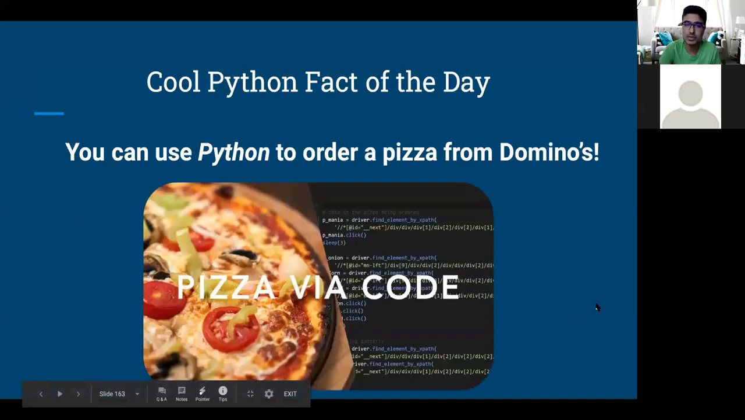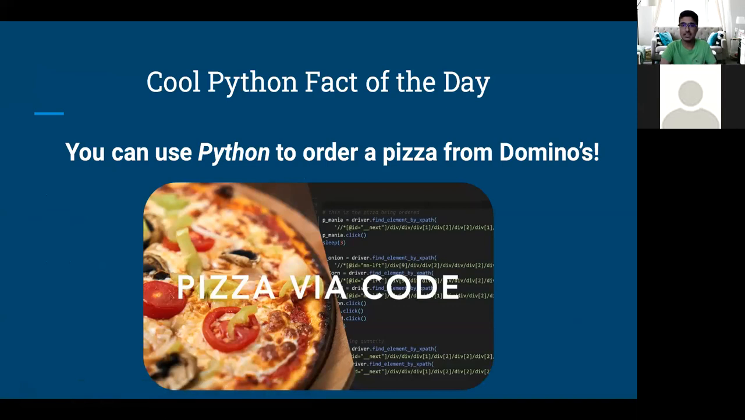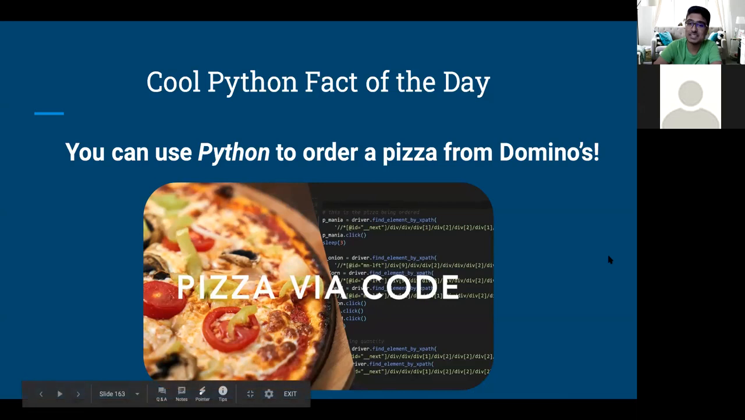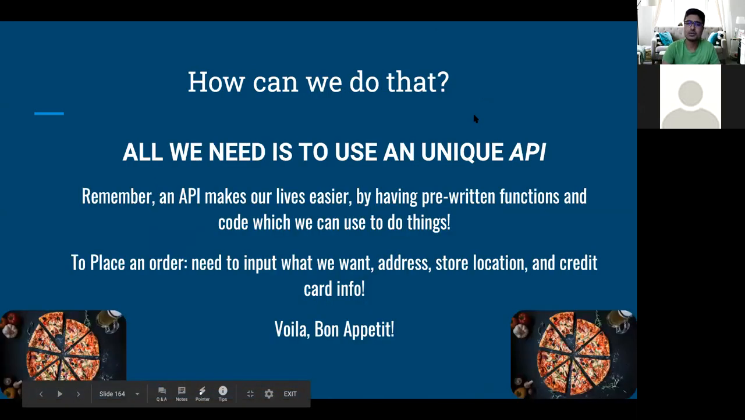That being that this week's cool Python fun fact of the day is that you can use the programming language of Python to place an order for a pizza from a pizza shop like Domino's. What? Wait, so let's dissect this word by word. Essentially, I'm saying that we can use the language which we are studying and programming in, called Python, in order to place a pizza order from Domino's. So I can code something which will place an order, like I don't have to go through the website? Well, that's true.